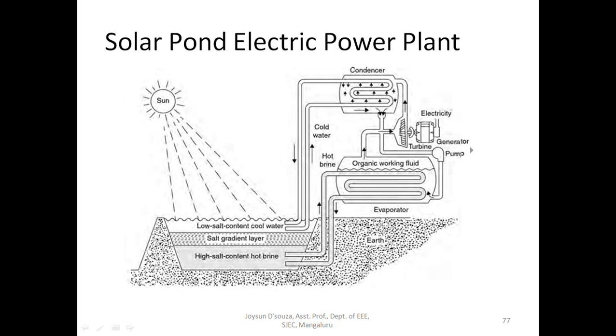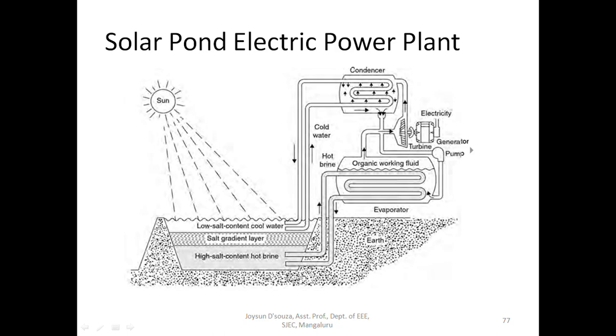As you can see in the solar pond, as discussed earlier, the top zone has low salt and the temperature of the water is generally 30 degrees centigrade. The medium zone, or the gradient zone, has a little bit more salt content and its temperature is above 30 degrees centigrade. And the last one is the high salt content hot brine, that's the bottom zone, generally 100 degrees centigrade or above. That is on the left hand side.